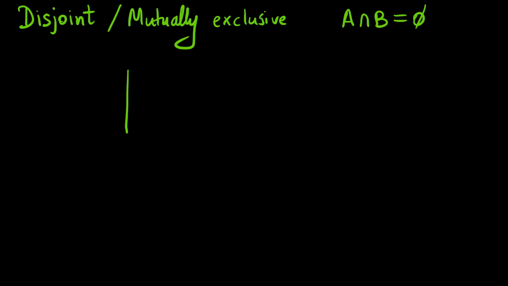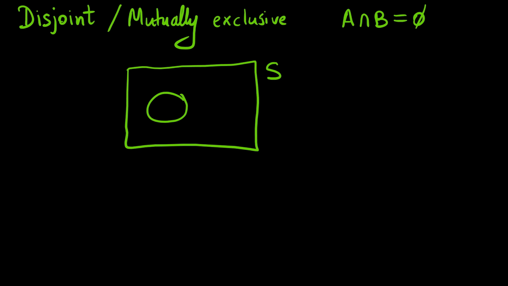So if we drew a Venn diagram for two disjoint sets, the sets will not overlap at all. So here's A. For me to draw B such that A and B are disjoint, I just need to draw any set B that doesn't have any points in common with A. So A and B are disjoint.